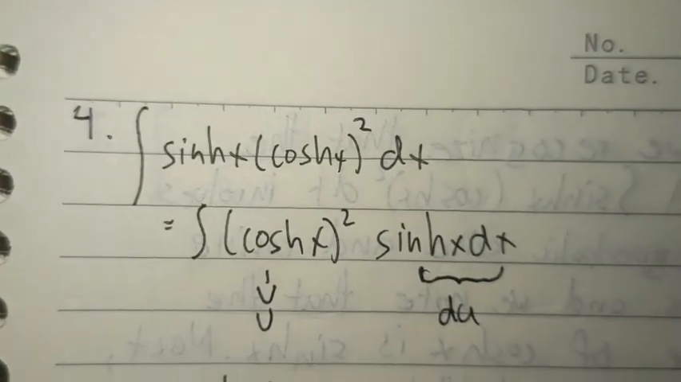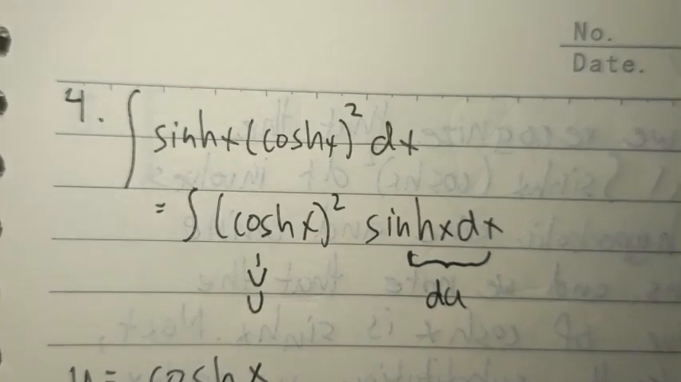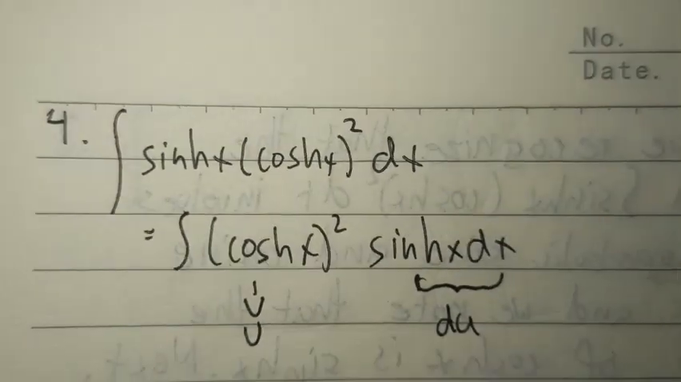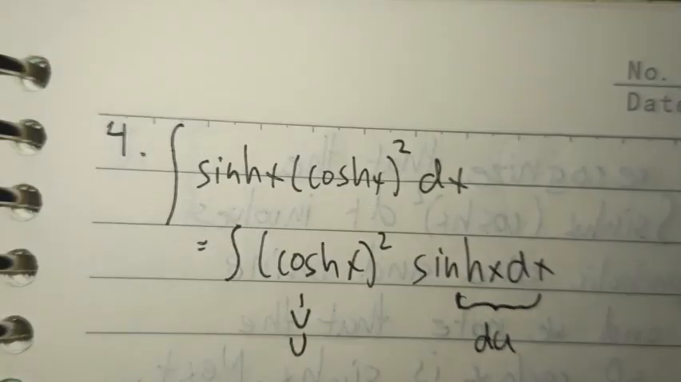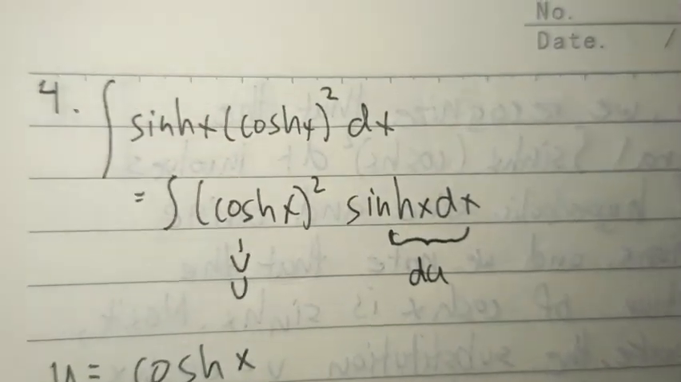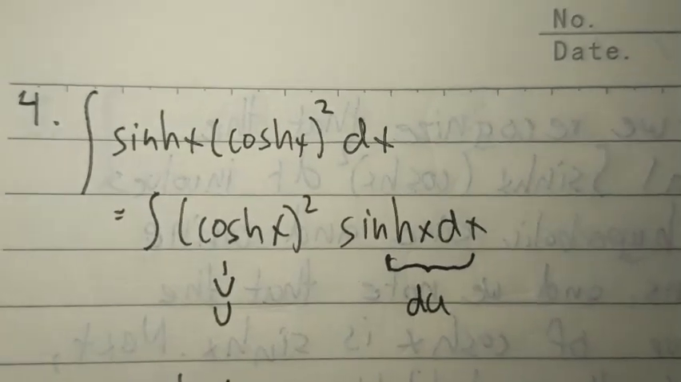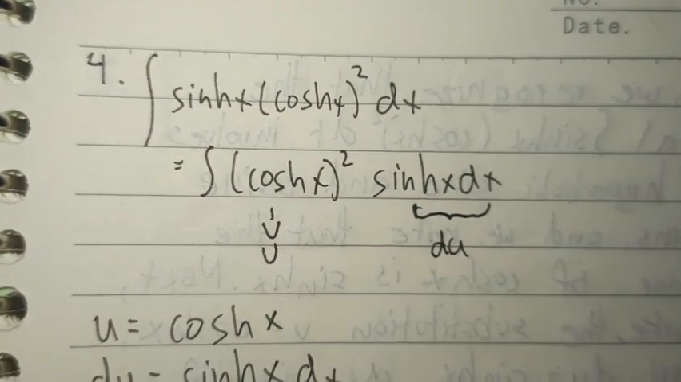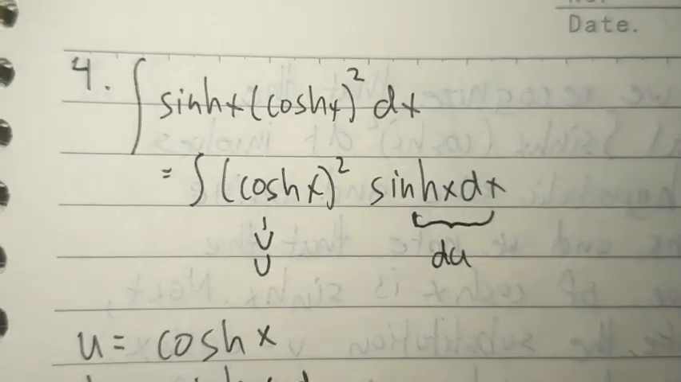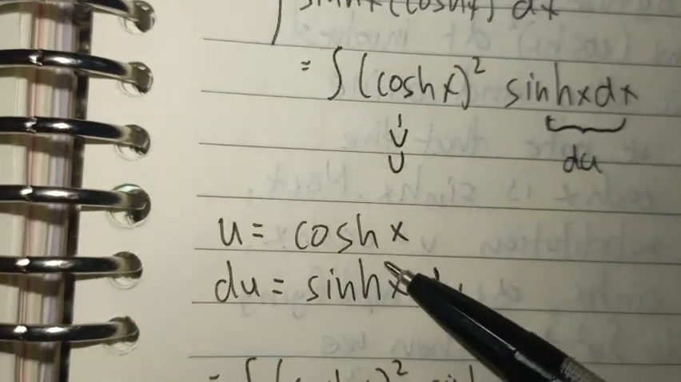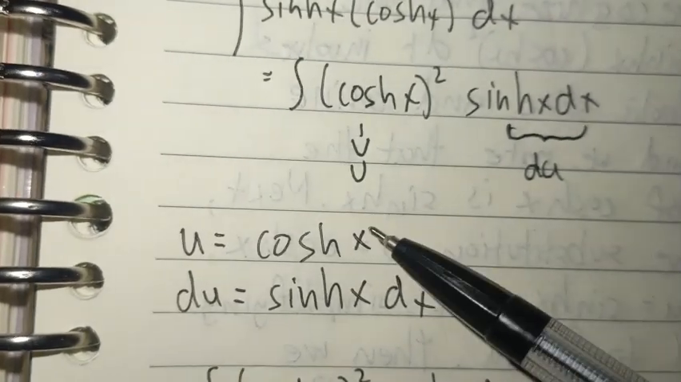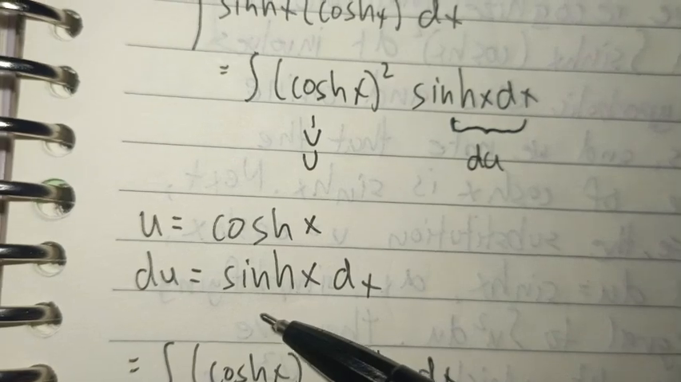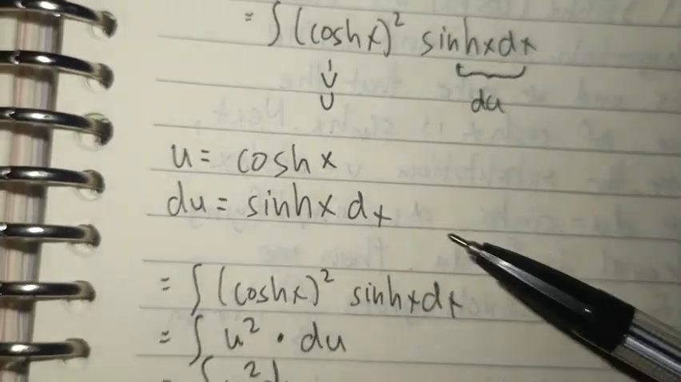So our next example is to get the antiderivative of sinh x multiplied by cosh x squared dx. First, we're going to use u substitution again and let u be cosh x. So u is cosh x, and the derivative of cosh is sinh. So we're going to use du as sinh x dx.